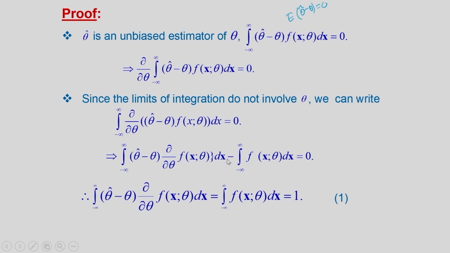We take this quantity to the right hand side so that it becomes positive, and I note that this integration is equal to 1. Therefore, the integration of (theta hat minus theta) times del del theta of f of x theta dx must be equal to 1. This result is very important for us.